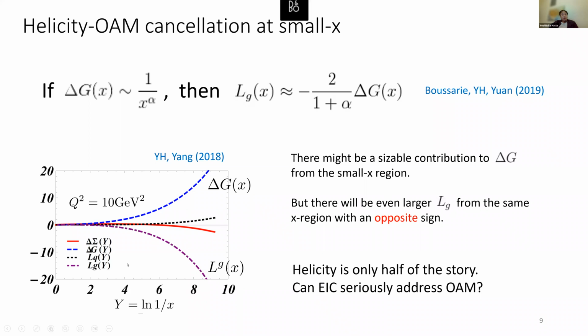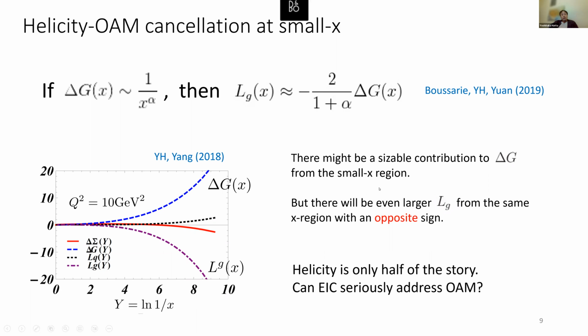On the lower left plot, you can see the one-loop DGLAP evolution of delta G and orbital angular momentum as a function of log 1 over x. If you go to the right in this plot, then it goes to the small x region. And here you can see almost perfect cancellation between delta G and the orbital angular momentum.